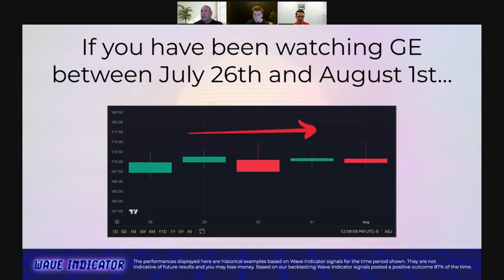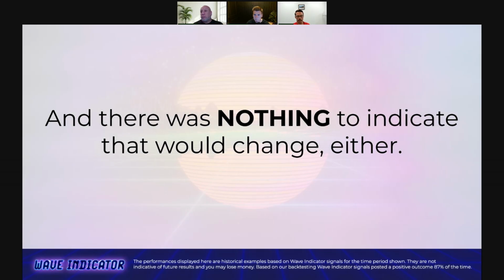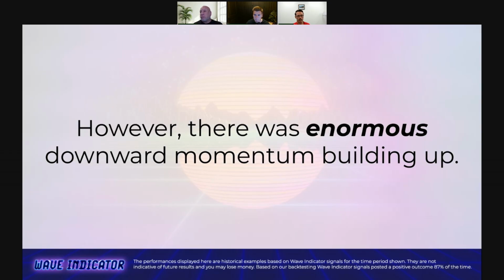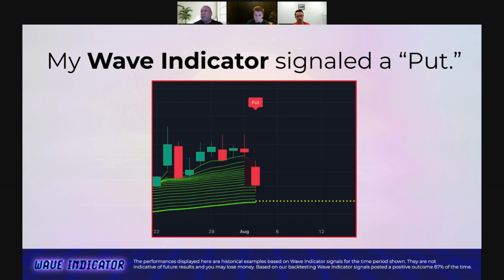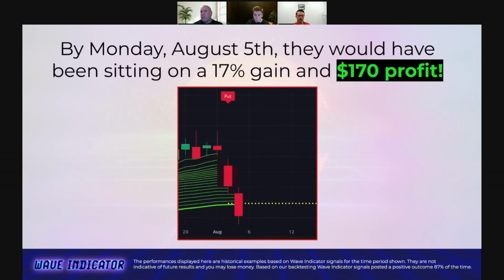Now let's look at GE. If you've been watching GE between July 26th and August 1st, it barely budged off the $170 price. There was nothing to indicate that would change either. There were no volume flows, not a lot of options activity, really a lot of nothing. However, again, there was enormous downward momentum building up this time. And on Friday, August 2nd, the dam burst. My wave indicator signaled a put, and had a trader bought a basic put option that Friday, by Monday, August 5th, they would have been sitting on a 17% gain, $170 profit.